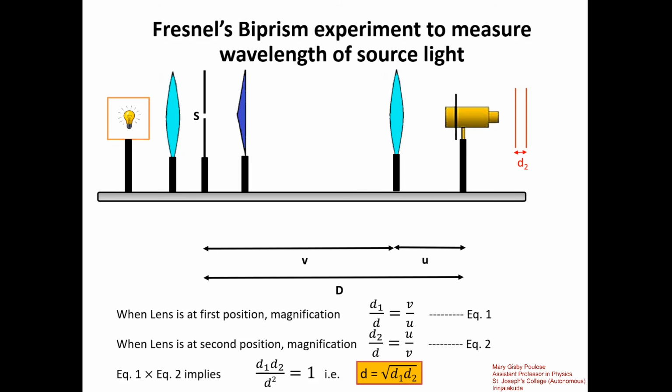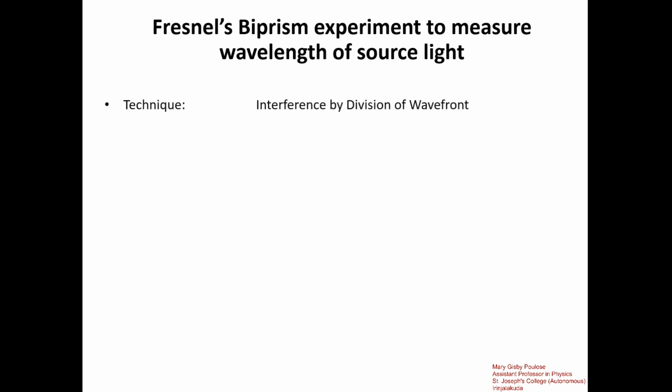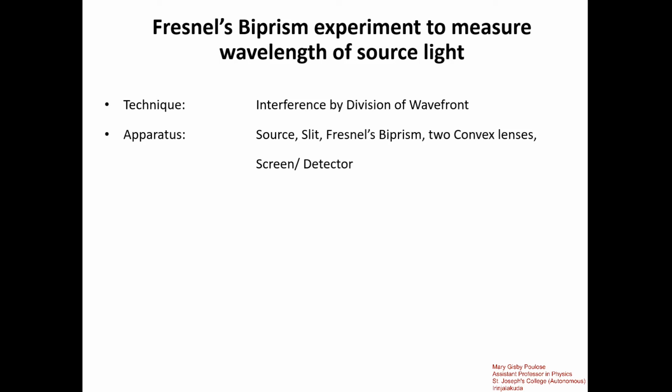So in this experiment, we have used the technique of interference by division of wavefront, and the apparatus required are a monochromatic source, a slit, Fresnel's biprism, two convex lenses, and a screen or detector. Detectors that can be used are an eyepiece or a camera. The nature of fringes obtained are alternate bright and dark fringes of equal fringe width.